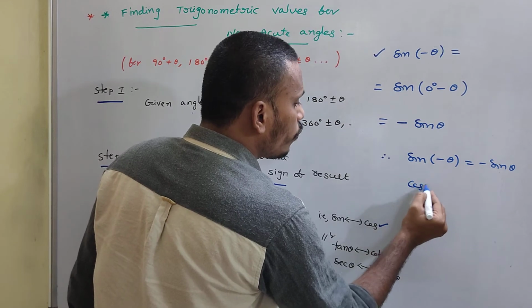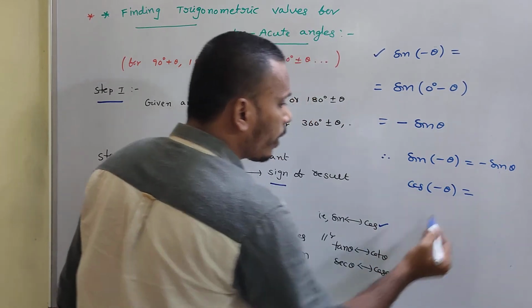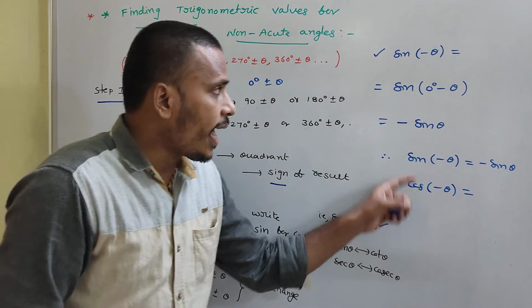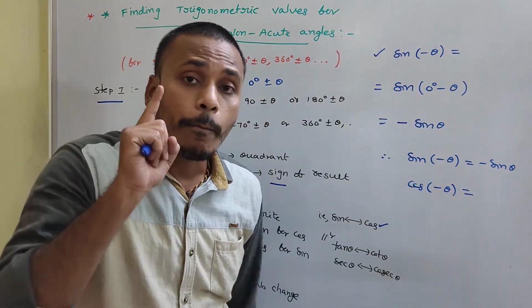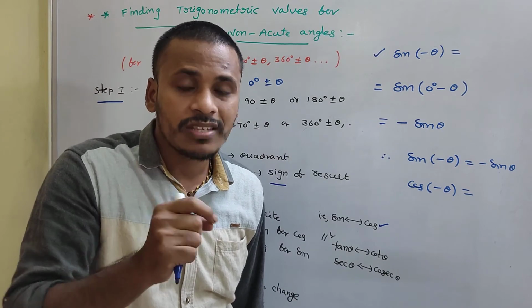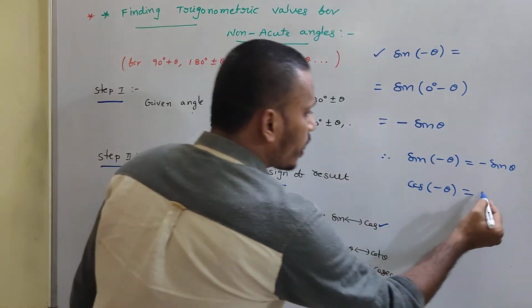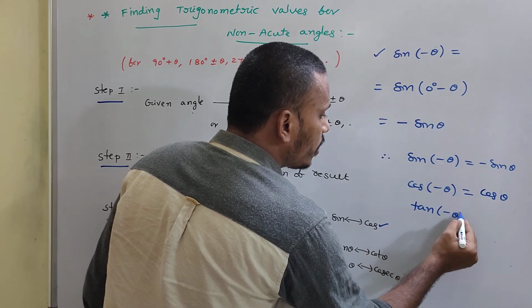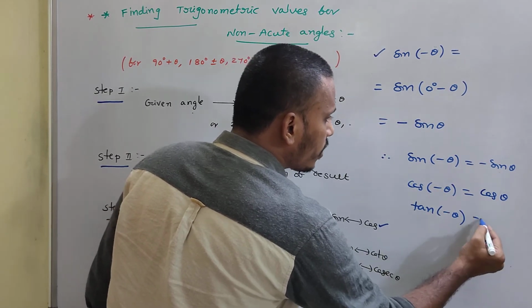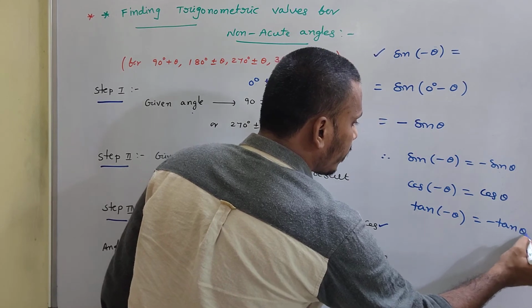In the same way, if you wish to write cos of minus theta, what will happen? Again we have to move in the same way. This minus theta belongs to the fourth quadrant, but in the fourth quadrant, cos is positive. So cos of minus theta is cos theta. And in the same way, what do you say about tan of minus theta? We need to divide these two, right? And that is equal to minus tan theta directly.